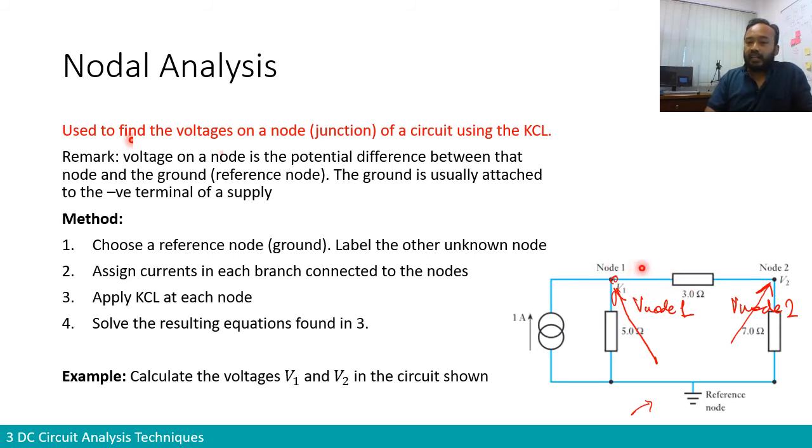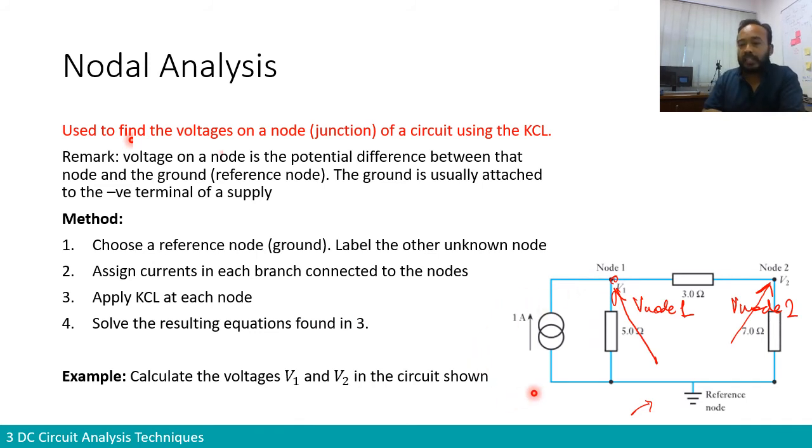And then after you have assigned the currents, as we'll see later in the example, you apply KCL on the nodes. For node 1, you have assigned the currents, so you write the KCL equation here. The same goes for node 2, you write the KCL. Then you will have 2 equations and hopefully 2 unknowns, so you can solve the resulting equations that you found from your KCL.